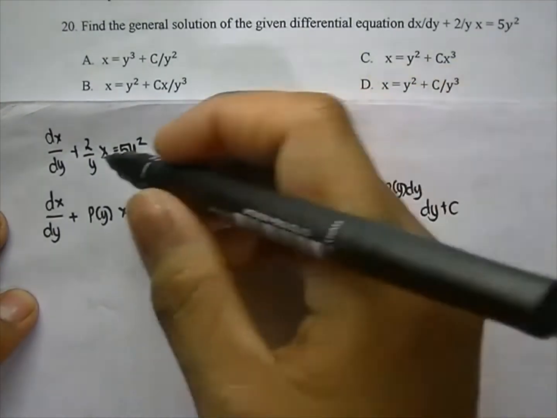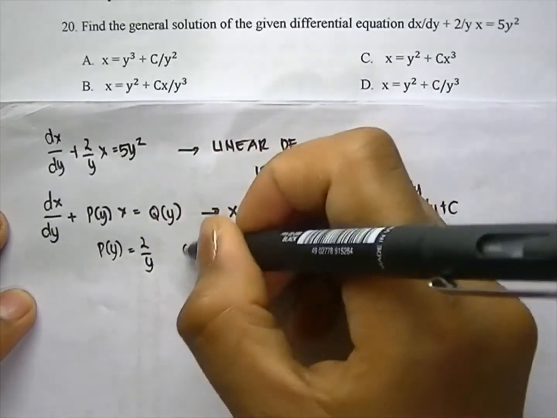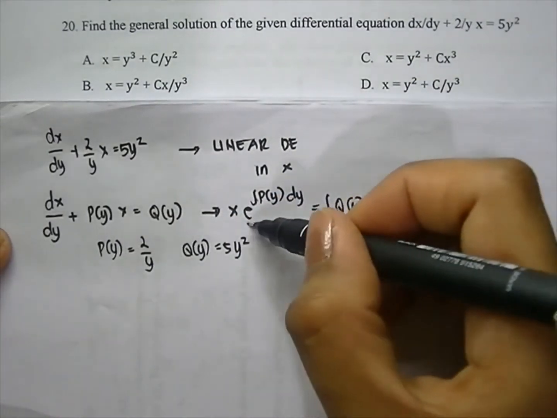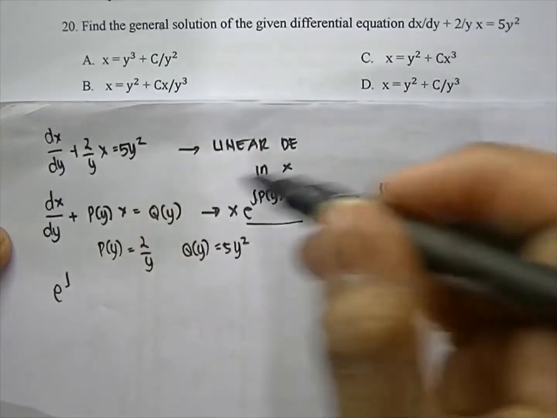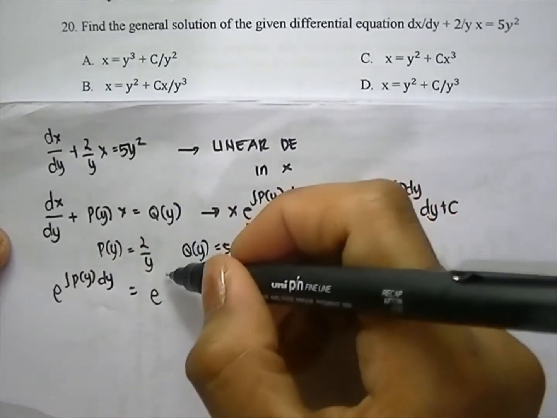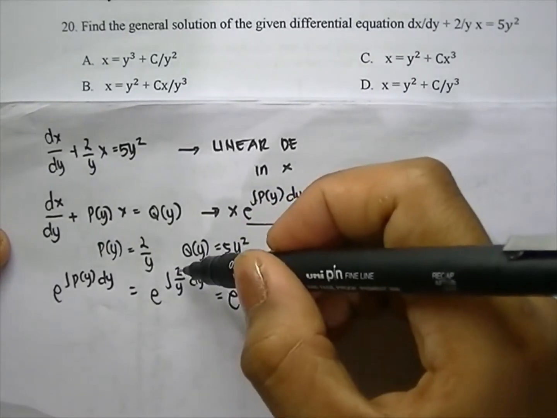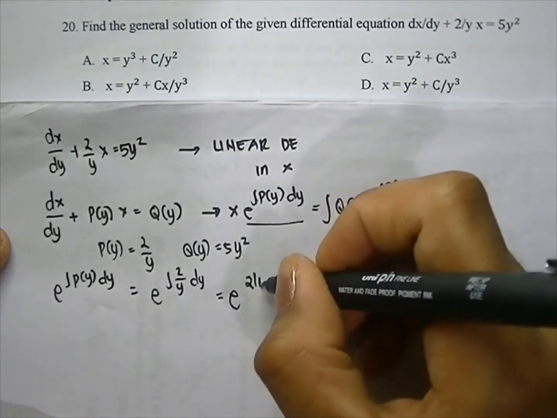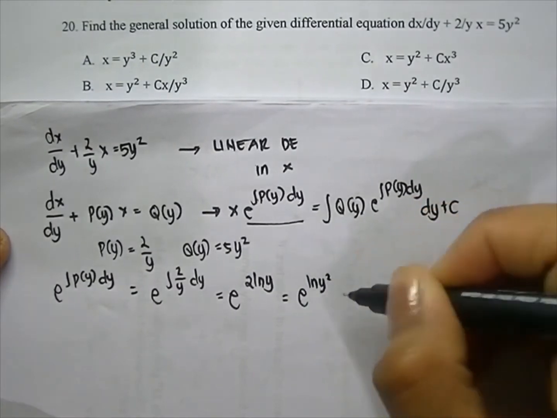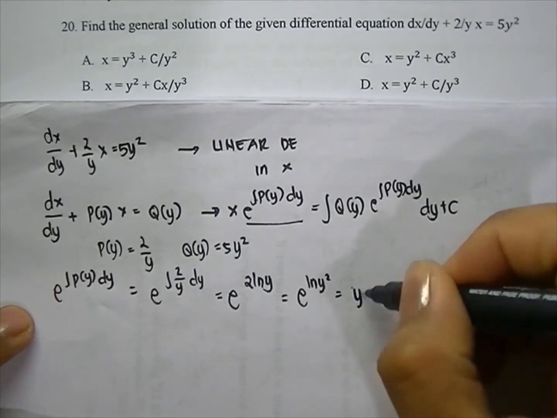So from this equation, we have p of y, that is 2 over y, and q of y, that is 5y squared. So let's find first the integral of p of y dy. So we have the integral of 2 over y dy, which is 2 ln of y. From that, we have ln of y squared. So e raised to the integral of p of y dy is y squared.